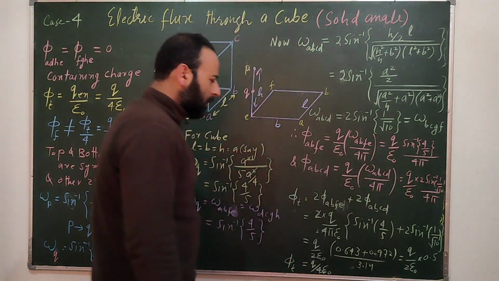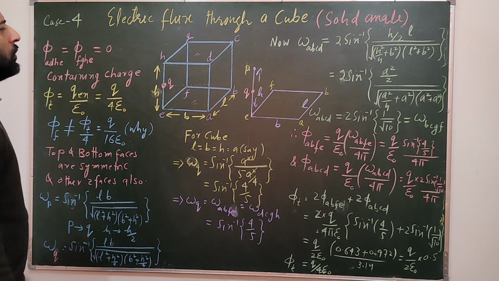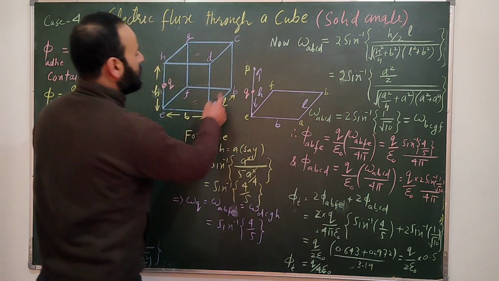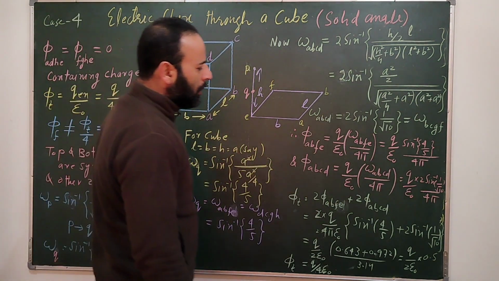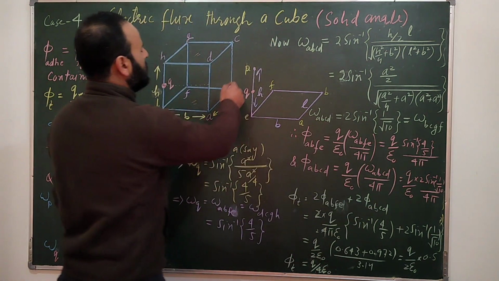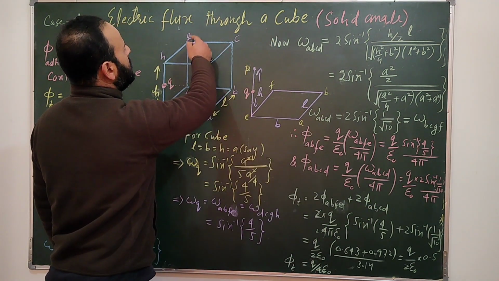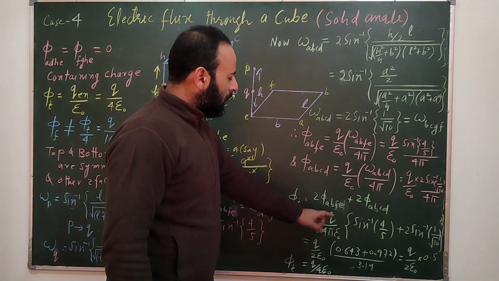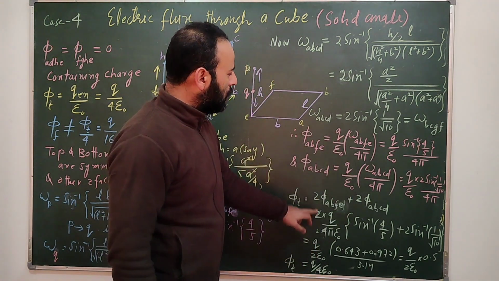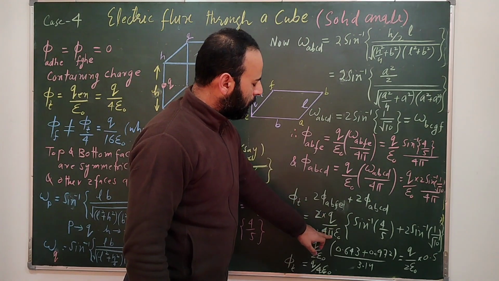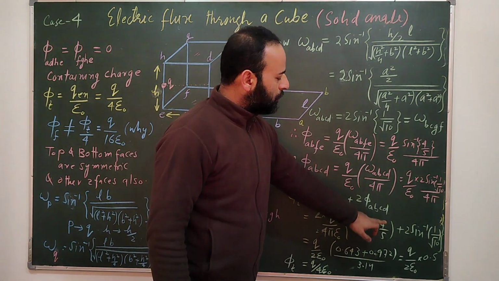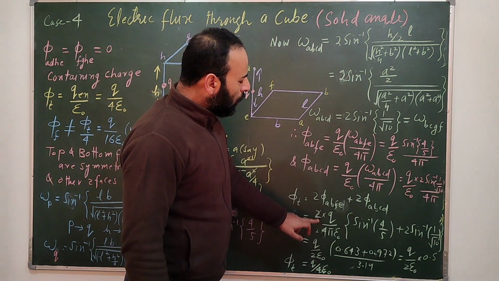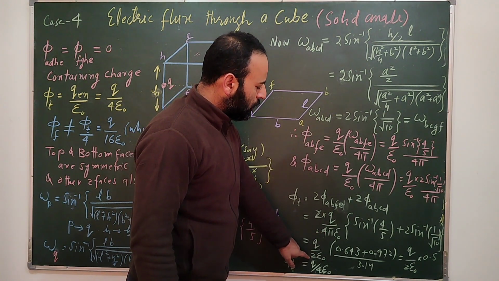So the total flux through all these four faces will be 2 times flux through ABFE, because that is also equal to through the top, plus 2 times ABCD, that is also equal to BCGF, right? So that is why I am writing here 2 times. So now doing a little bit of calculation using these two values, what we get is 2Q divided by 4 pi epsilon naught, then sine inverse 4 by 5 plus 2 sine inverse 1 by root 10. So 2 and 2, this will be Q divided by 2 epsilon naught.